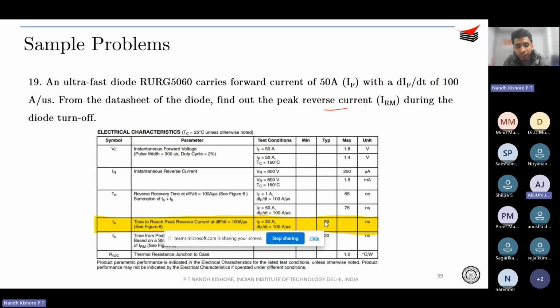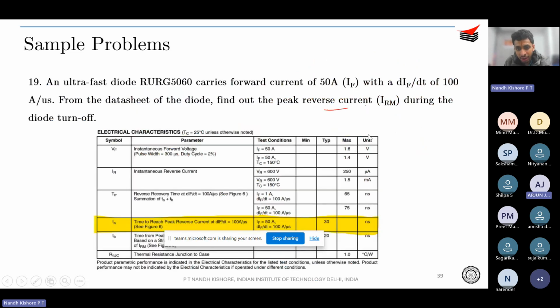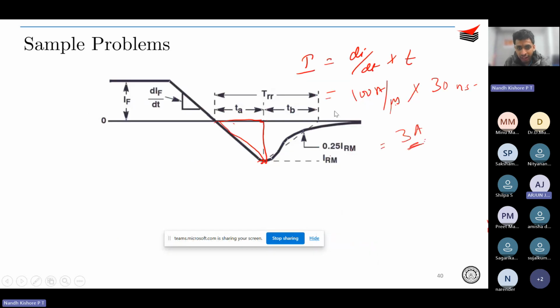So di by dt into t will give you what I is. Basically, it's just dimensions, right? So di by dt into t: 100 amps per microsecond into 30 nanosecond. It's mentioned over here, right? So the current is going to be 3 amps. Fine.